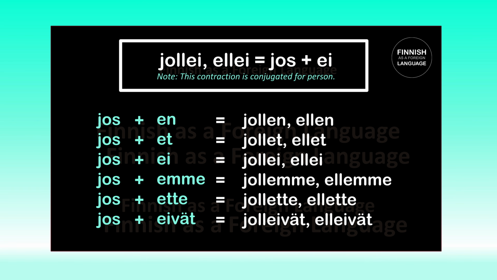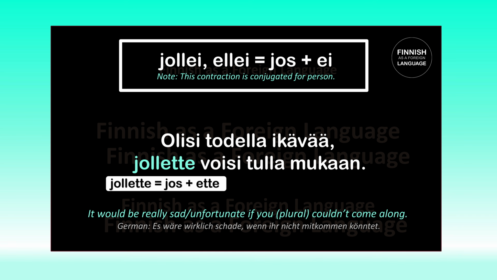Jos plus n is either jollen or ellen. Jos plus et is jollet or ellet. Jos plus ei is jollei or ellei. Jos plus emme is jollemme or ellemme. Jos plus että is jollette or ellette. And jos plus eivät is jolleivat or elleivät. So let's repeat again. Olisi todella ikävää, jollette voisi tulla mukaan. It would be really sad if you couldn't come along.